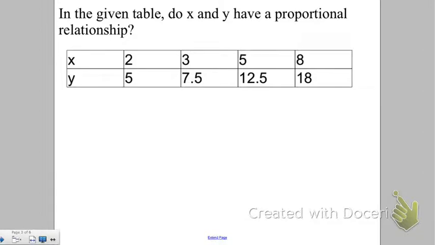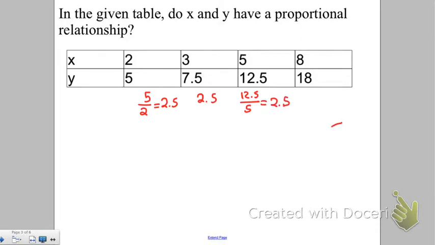To determine if they have a proportional relationship, I'm going to have to determine the proportion for each set of points in the table. I'm going to determine that by doing 5 divided by 2. 5 divided by 2 equals 2.5. I need every other proportion to be the same. 7.5 divided by 3 is also 2.5. 12.5 divided by 5 is also equal to 2.5.